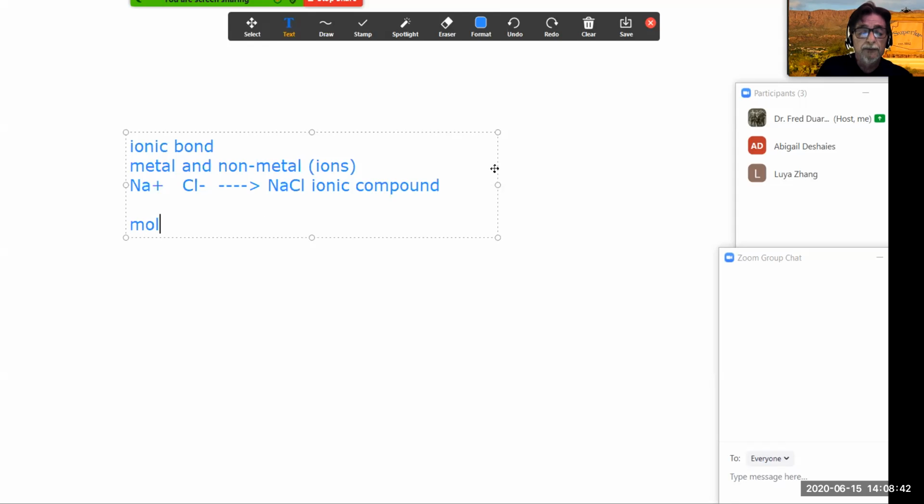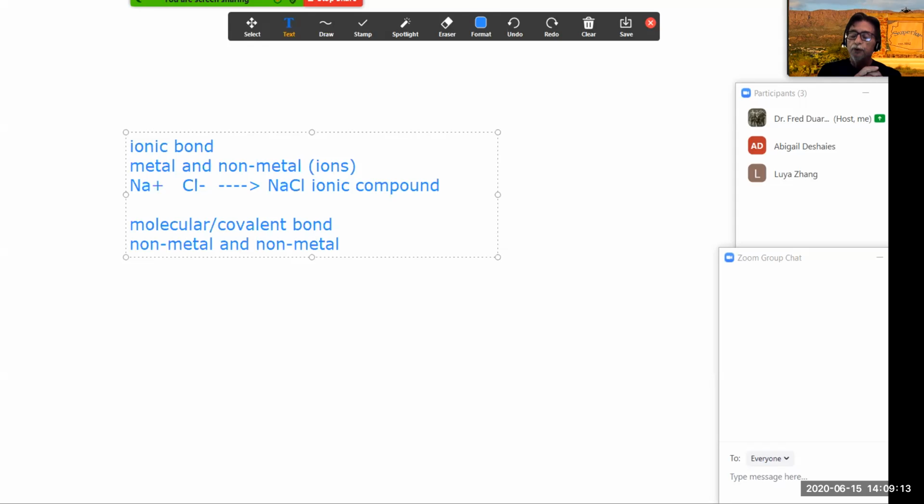Now, the other type, there's two names for them. One, you may hear the name molecular or covalent bond. They interchange the name covalent and molecular. Now, this is a combination of, at the minimum, two nonmetals. So two nonmetals combining with each other. And when that occurs, you have what's called a molecular bond.